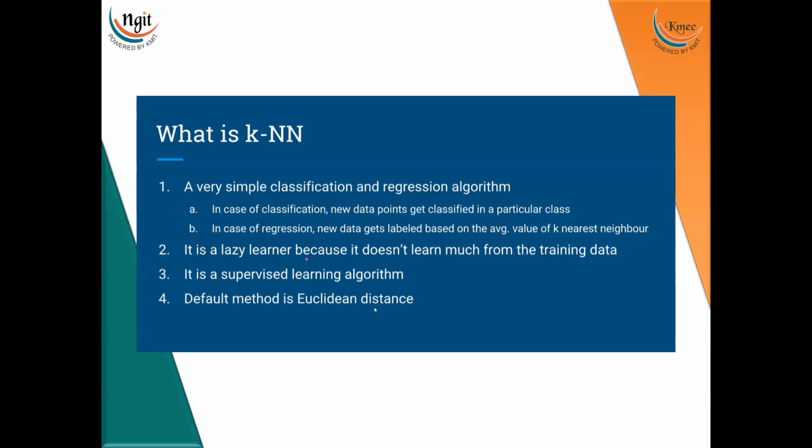It is also called a lazy learner. Why? Because it doesn't learn much from the training data. And KNN is a supervised learning algorithm, because it can be used for both classification and regression. One more important point regarding KNN is the Euclidean distance. So what is this Euclidean distance and in what way does it help the KNN algorithm? We'll see.